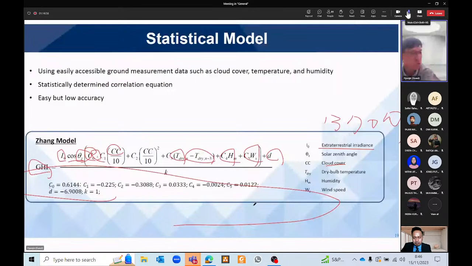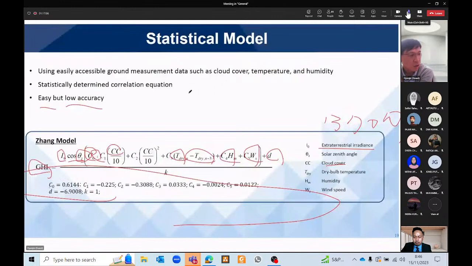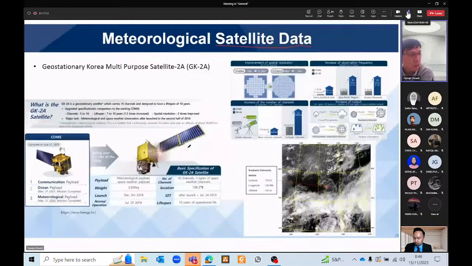What's next? Instead of the statistical model, it's based on the weather measurement. We may use the satellite data. These days, there are many meteorological satellite data. In Korea, we have GK2A. We have several sensors on the satellite, including what? IR, visible sensors. Usually we use a visible sensor with a resolution of 4.5 kilometers. For example, if we see the visible sensor data, you can plot it as an image, and you can see the cloud here, and then clear sky.